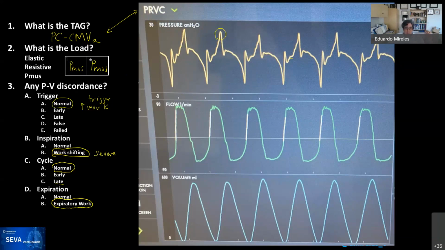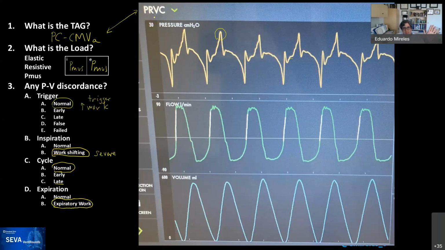This is a Servo-U. It's CMV, and you recognize that. I mean, it's patient triggered. Very good job there, Udi. And we know it's CMV because you can see here it's PRVC, and if it's PRVC, that means that all the breaths are mandatory. That's how it should be.